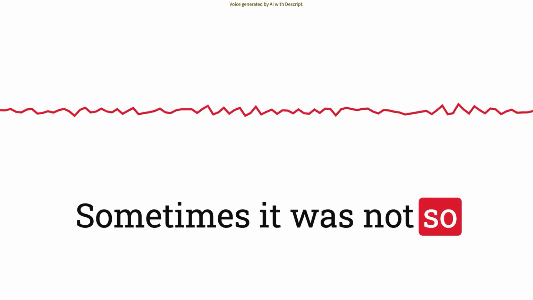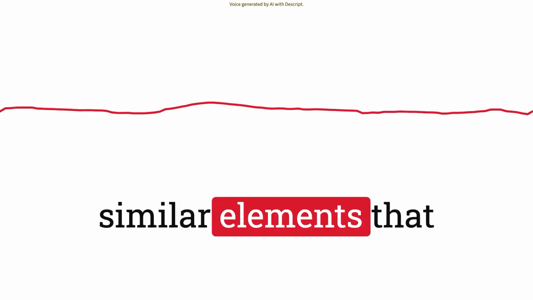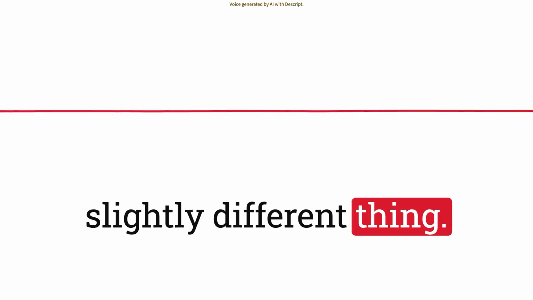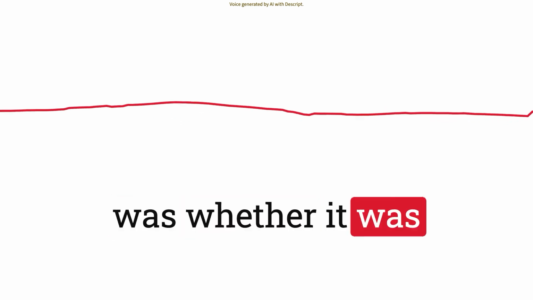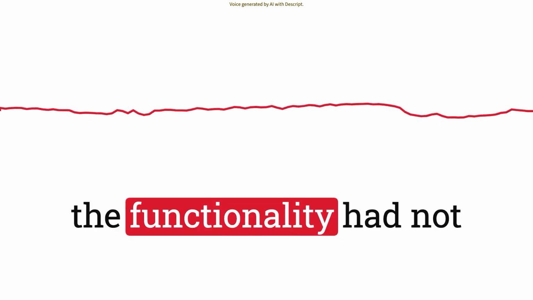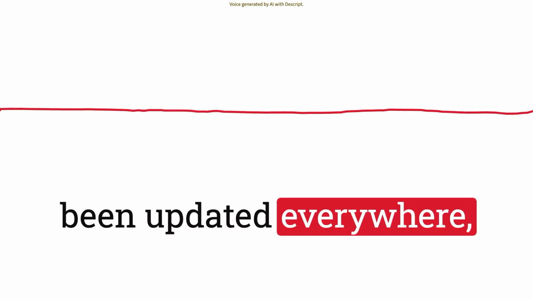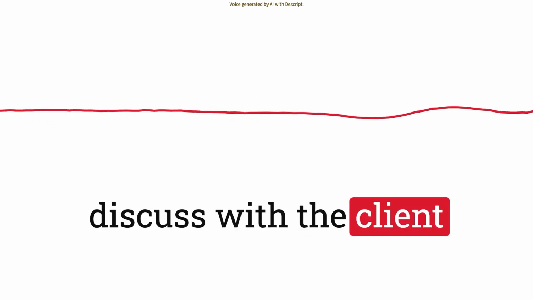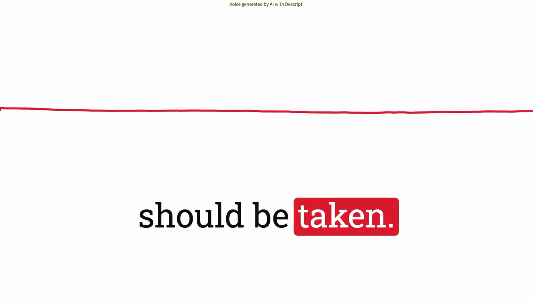Sometimes it was not so easy because seemingly similar elements that were supposed to do the same thing did a slightly different thing. And the question was whether it was intentional or maybe the functionality had not been updated everywhere, and finally, which functionality was correct. When in doubt, I always discuss with the client what course of action should be taken.